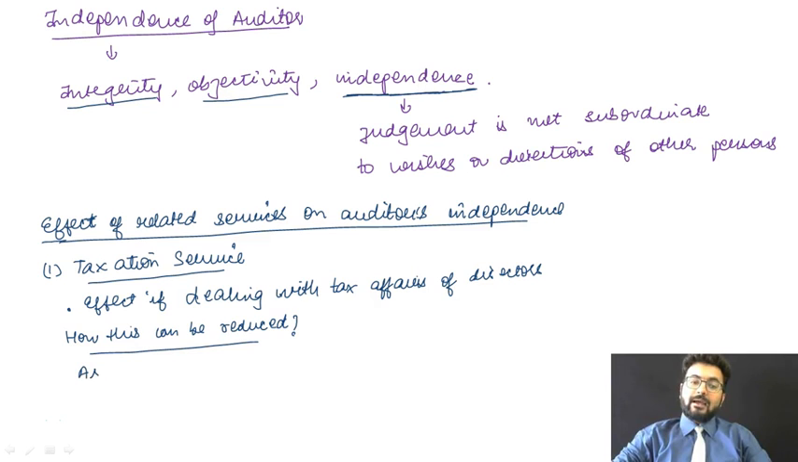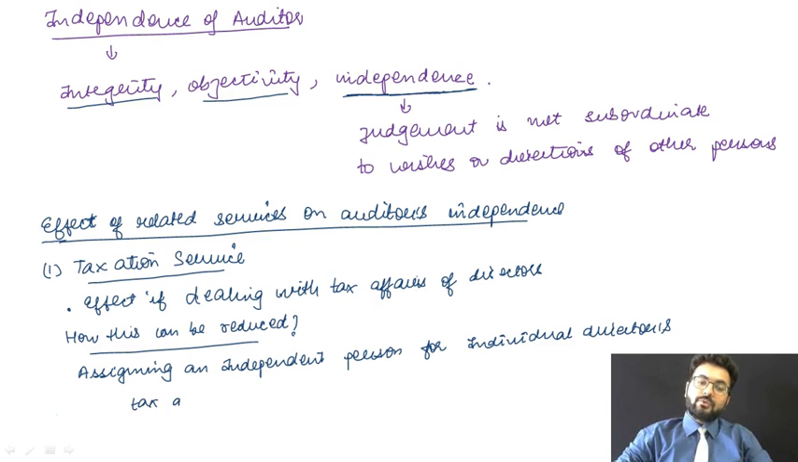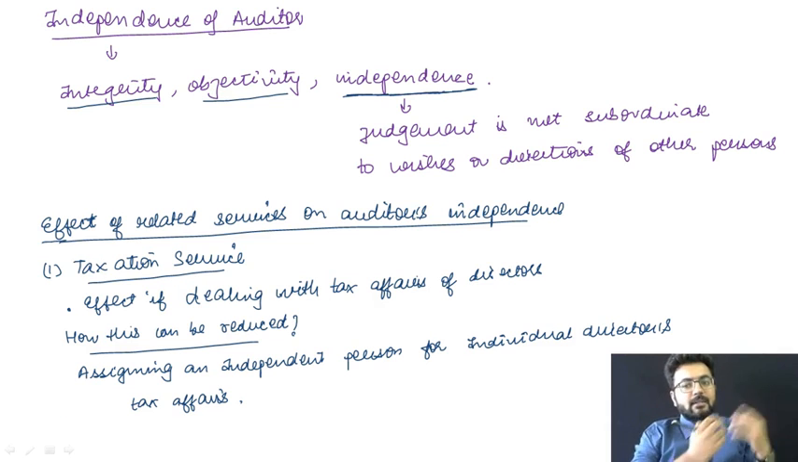This can be reduced by assigning an independent person for tax management, for the individual directors' tax affairs. It means that in order to handle the tax of the individual director, just straight away avoid it. Delegate that to somebody else. Your friends, they may be auditors, delegate the work to them. You are not going to have those kind of situations.